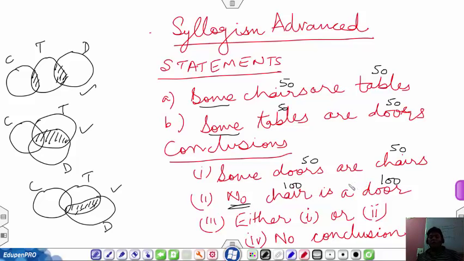Right? So I need to now check which of the options is correct. Let's go one by one. The first, some doors are chairs. Is the first option correct? The first option says some doors are chairs.